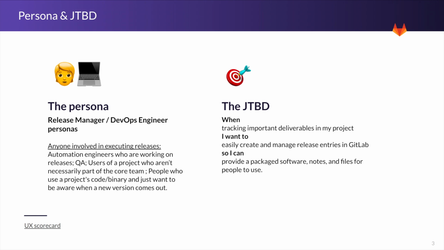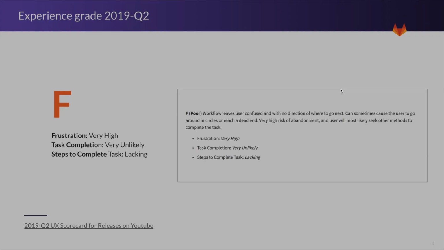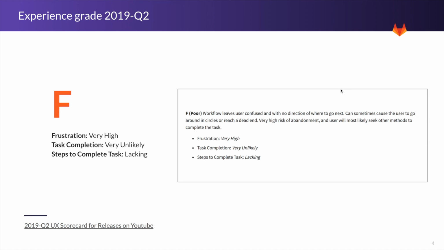The job to be done with rescoring is when tracking important deliverables in my project, I want to easily create and manage release entries in GitLab so I can provide a package software, notes, and files for people to use. The benchmark score this experience received in 2019 Q2 was an F. The first experience did not allow for users to create or update release using the UI. They could only do that using the API.